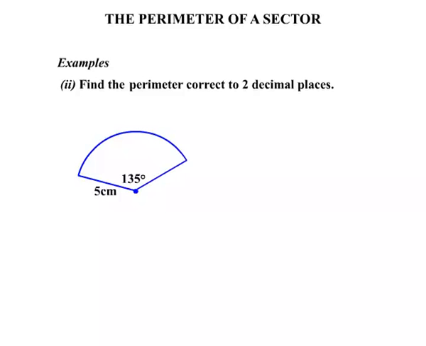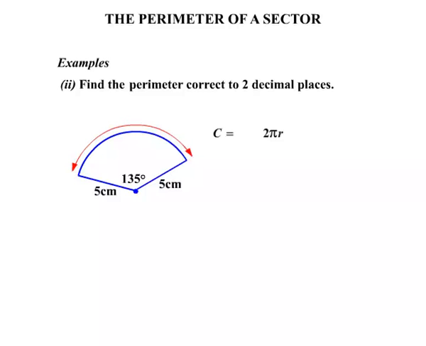Our second example, we need to find the perimeter correct this time to 2 decimal places. Well, again, it's made up of the circumference part, which is part of the circle. Then this straight edge, 5 centimeters, plus this other straight edge, which, if you think about it, would also be 5 centimeters. It's the radius of this sector.